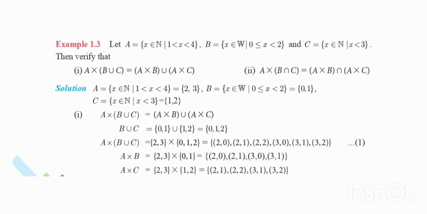So after listing all those sets A, B, C, we have to verify these two subdivisions. These subdivisions contain actually union of two sets and intersection of two sets. After finding union and intersection, we make the Cartesian product with A. Then the right side parts: first find the Cartesian products and then make the union and intersections. We have to verify finally they are equal.